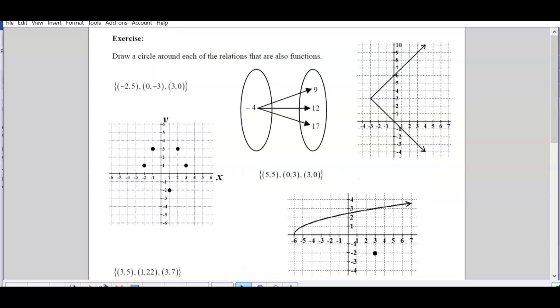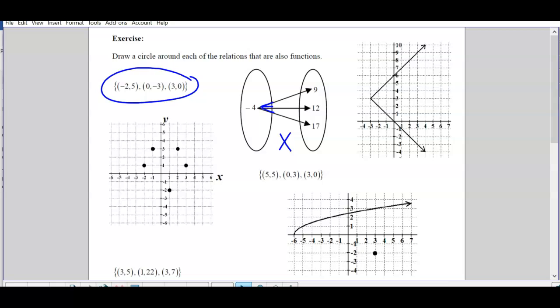Okay, and then the practice on the right says draw a circle around each of the relations that are also functions. Okay, so you want to look, remember, for a set of ordered pairs, all the x values in the first one, they're all different, so that's going to be a function. Okay, for every x, there's only one y. This one here, notice how there's three arrows starting from negative 4. So that is not a function.